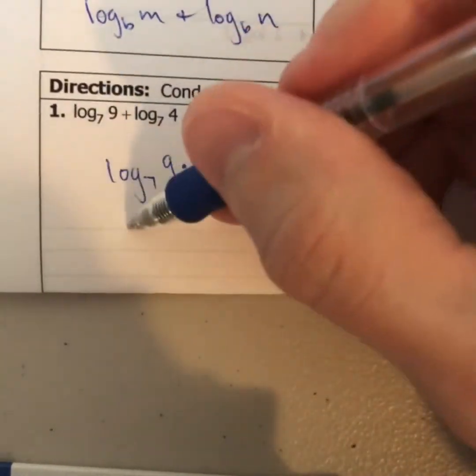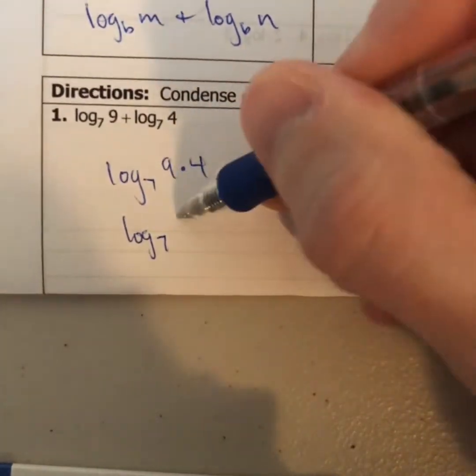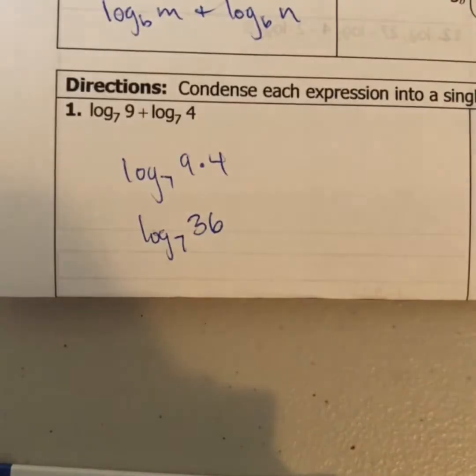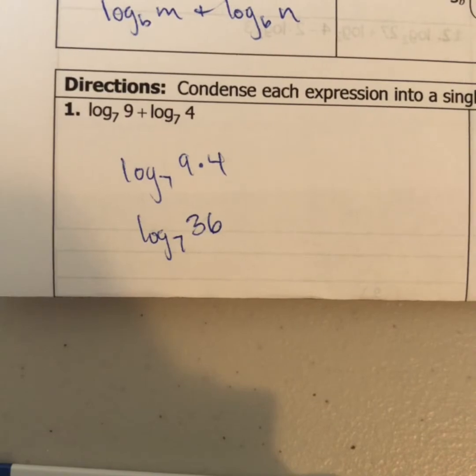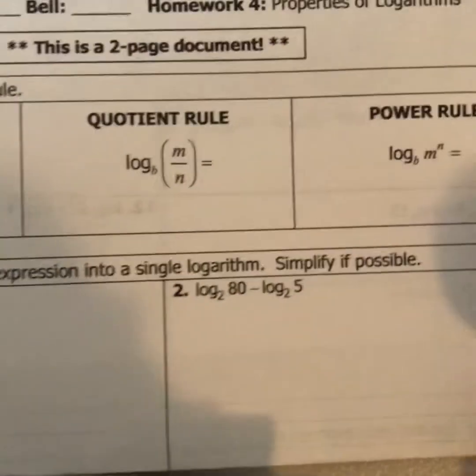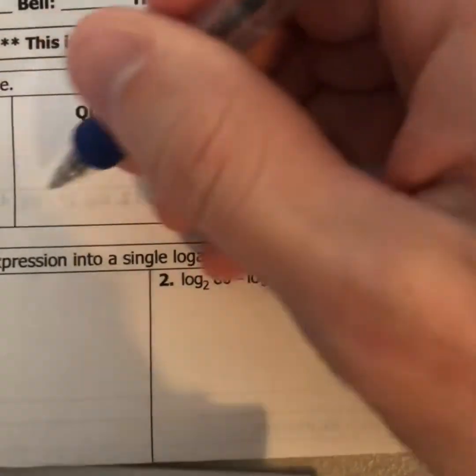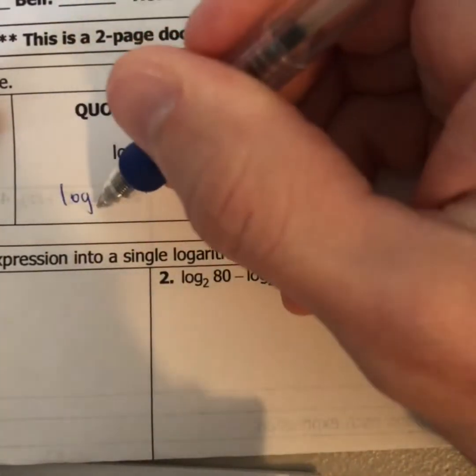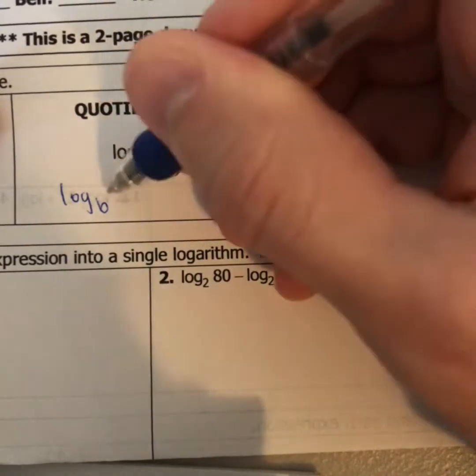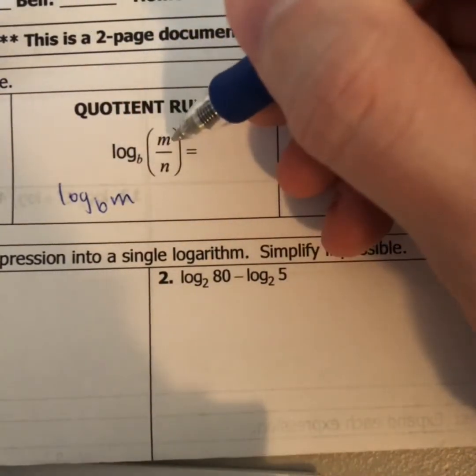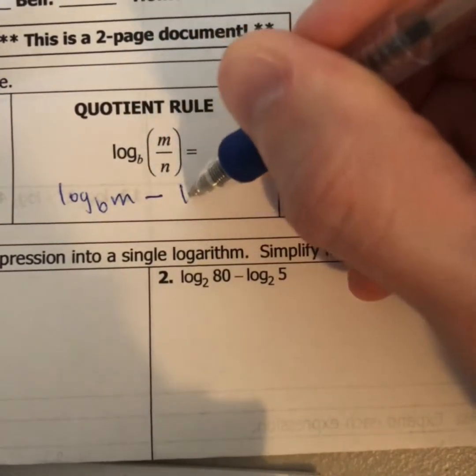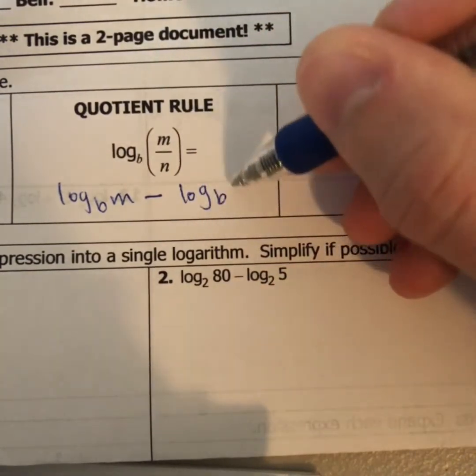Okay, which we know to be log base 7 of 36. Final answer. All right. And then quotient rule, well, division, what does that turn into? Log base b of m. You're right, division turns into subtraction. Minus log base b of n.